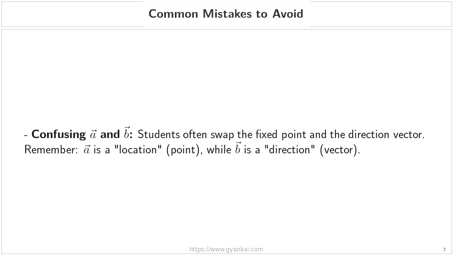First, be careful not to confuse a and b. I see students swap the fixed point and the direction vector quite often. To keep this straight in your mind, just remember that a represents a specific location, it's your starting point, whereas b represents the direction in which the line is heading.